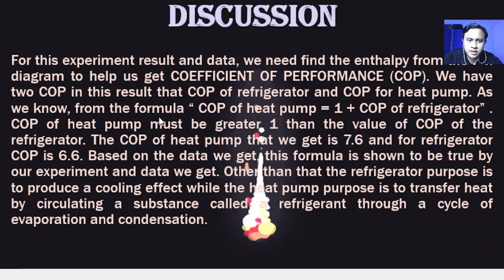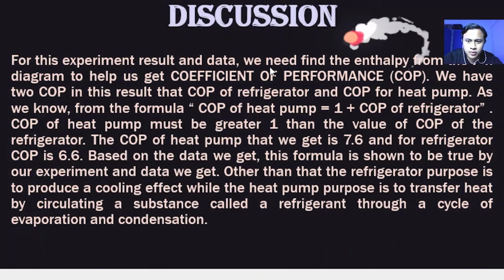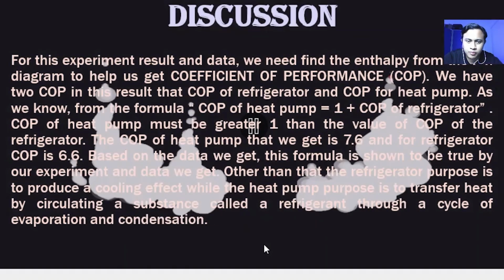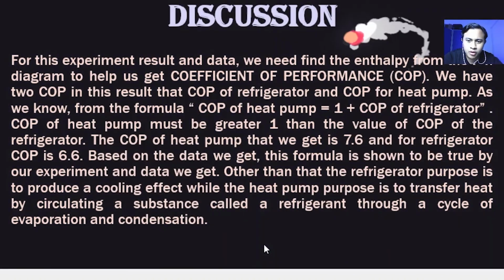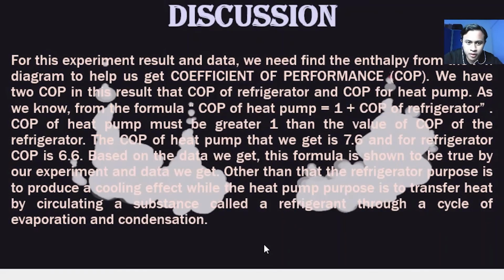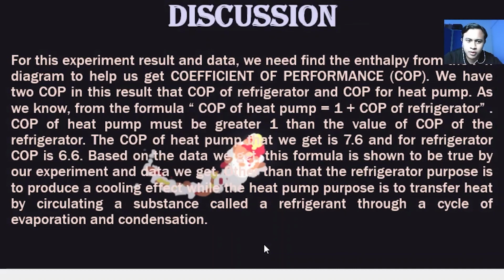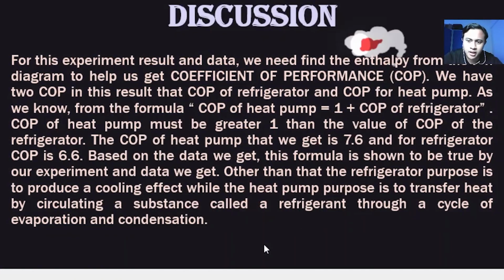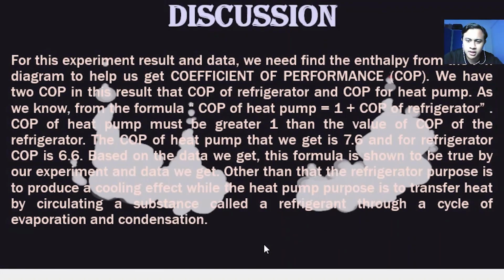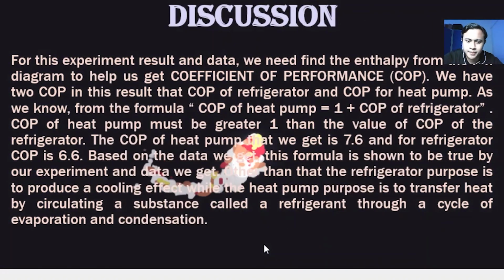So for the discussion of this experiment's result and data, we need to find the enthalpy from the pH diagram to help us get the coefficient of performance, COP. We have two COPs in this result, the COP for the refrigerator and the COP for the heat pump. As we know from the formula, the COP of the heat pump is equal to 1 plus the COP of the refrigerator. The COP of the heat pump must be greater by 1 than the COP of the refrigerator. The COP of the heat pump that we get is 7.6 and for the refrigerator COP is 6.6. Based on the data we get, this formula is shown to be true by our experiment.